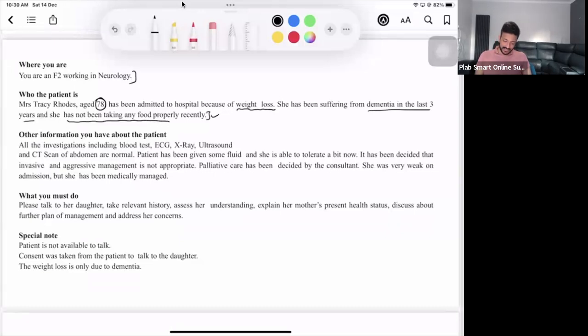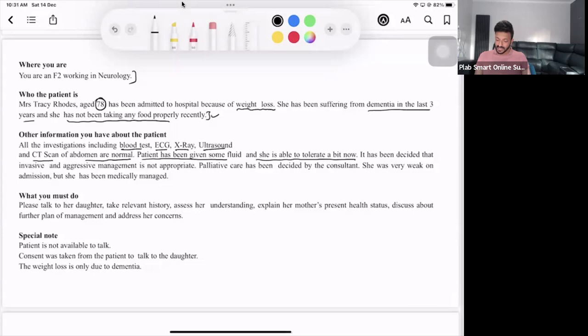Okay. All the investigations, including the blood test, the ECG, X-ray, ultrasound, and the CT scan abdomen, are done, and it is normal. So obviously, when somebody of that much age, like 78, is admitted to the hospital and losing weight, our mind says cancer, cancer, cancer. So we need to rule out the worst thing, and that's why we did all these investigations. We did blood tests, urine tests, ultrasound, CT. And the good thing is everything is normal. All right. The patient has been given some fluids and she's able to tolerate a bit now.